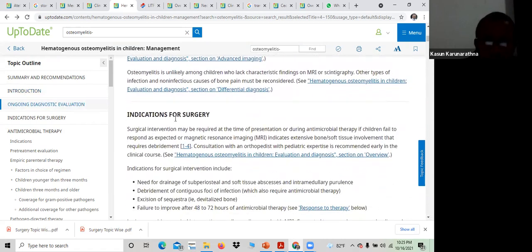Indication of surgery. Surgical intervention may be required at the time of presentation or during antimicrobial therapy if the children fail to respond as expected, or MRI indicates extensive bone or soft tissue involvement, right? Otherwise, you can manage by IV antibiotics, right? In patients with suspected septic arthritis, what do we do first?